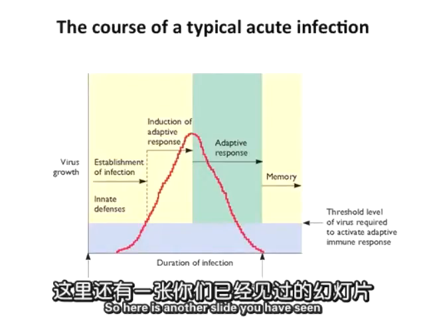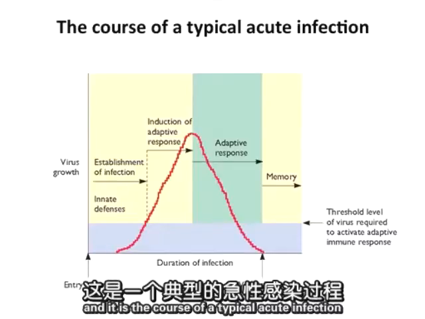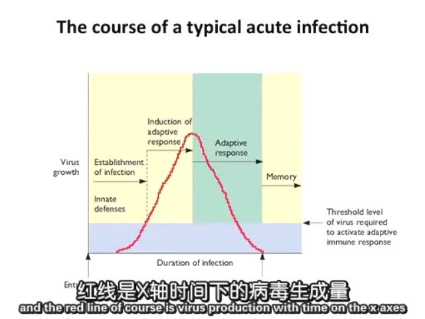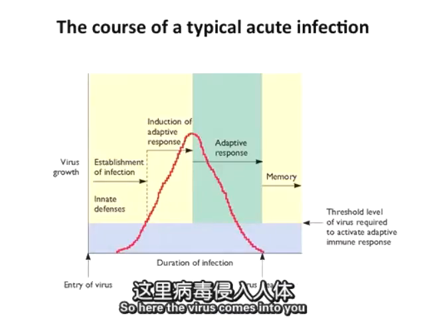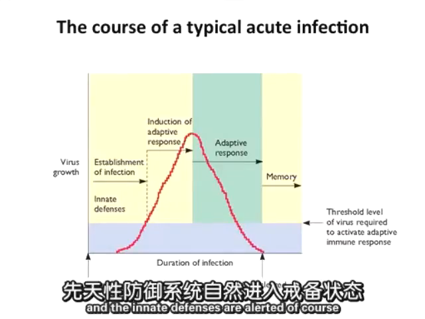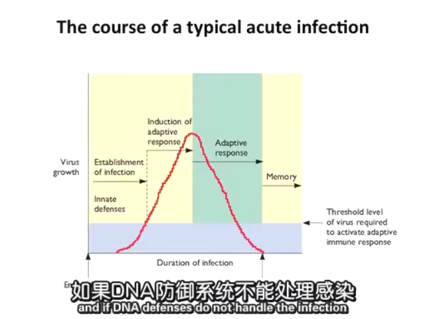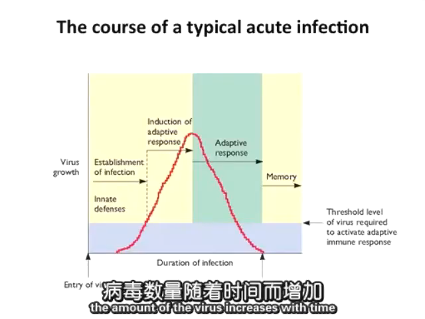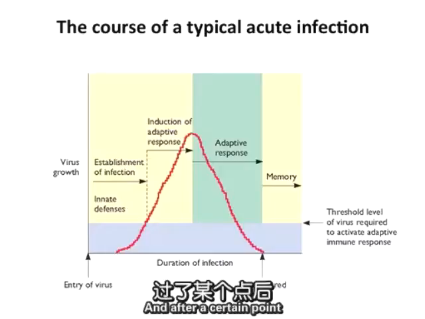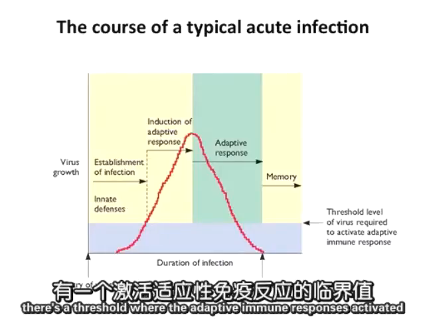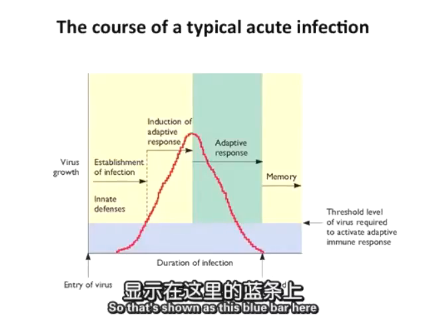Here's another slide you have seen, and it is the course of a typical acute infection. The red line, of course, is virus production with time on the x-axis. Here the virus comes into you, and the innate defenses are alerted, of course, and the virus begins to replicate. If the innate defenses do not handle the infection, the amount of virus increases with time. After a certain point, there is a threshold where the adaptive immune response is activated. That's shown as this blue bar here.